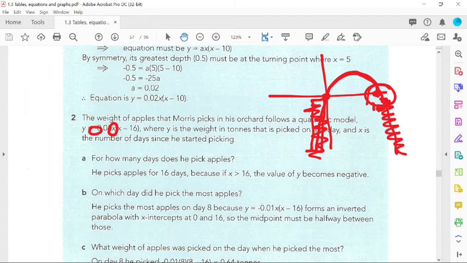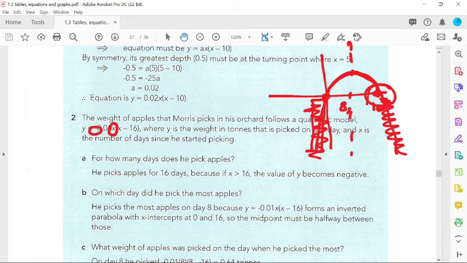All right? Now, can you tell me, on what day did he pick the most apples? The vertex. The vertex, exactly. The vertex is the highest point. And it's halfway between 0 and 16, so the x value is what? 8.